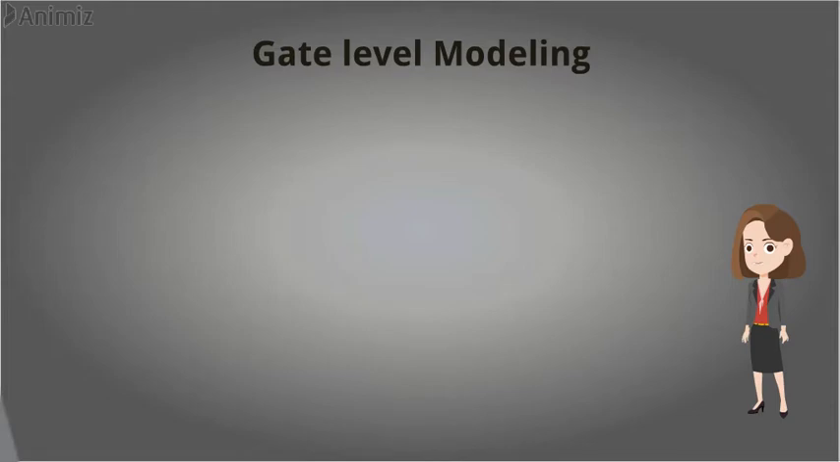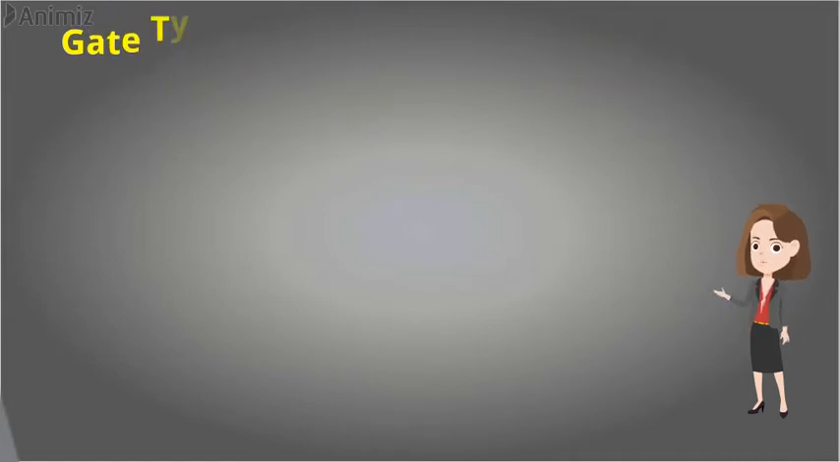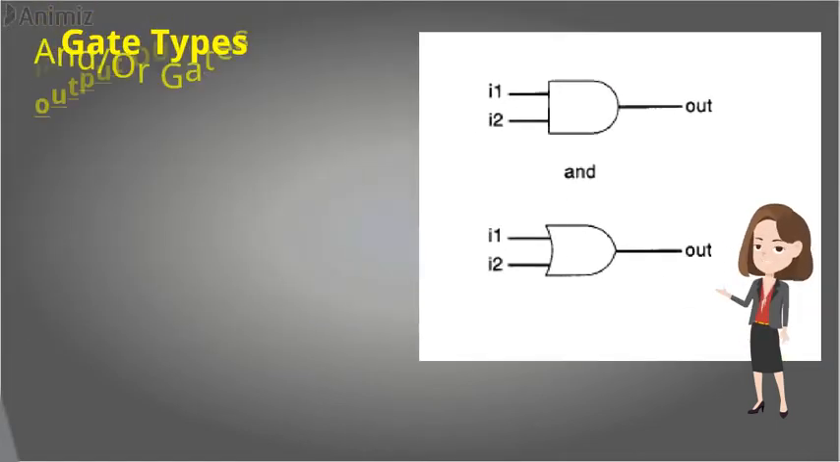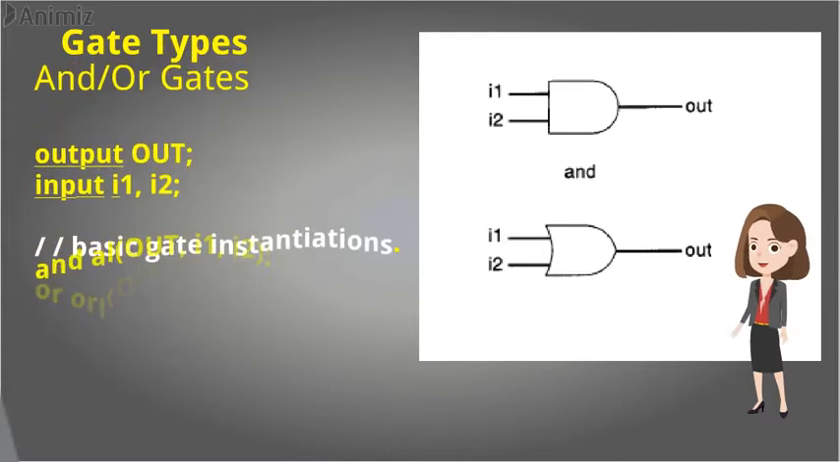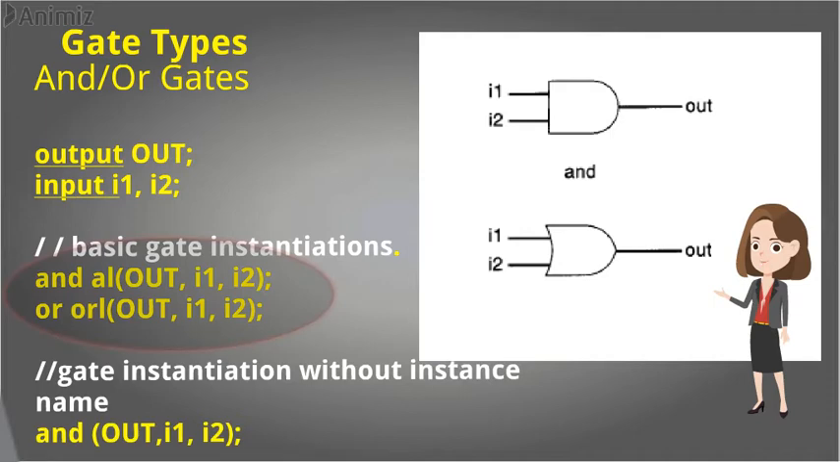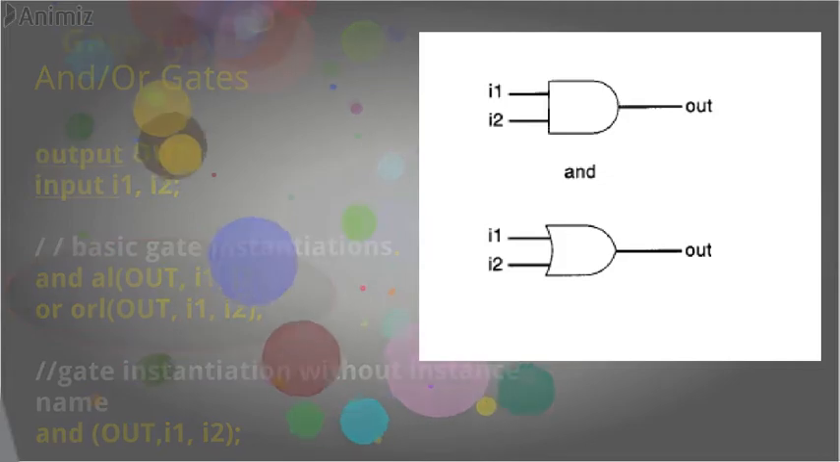In gate types, the AND/OR type is taken as an example. In this, I1, I2 are inputs, and out is the output. The out is declared using the keyword output. Inputs I1 and I2 are declared using the keyword input. AND gate and OR gate both are instantiated with out followed by I1 and I2.